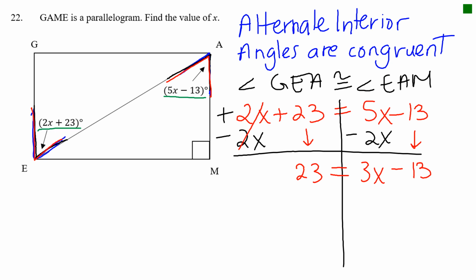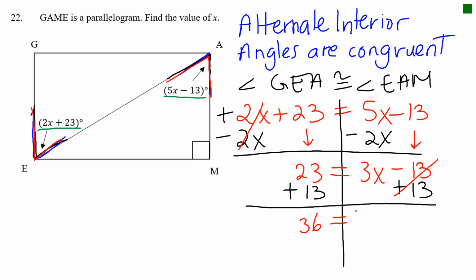Notice what I accomplished in that step was getting all my x's to the right. So now I want to get my constants to the left. So we're going to get rid of the minus 13 by adding 13 to both sides. Okay. On my left, 23 plus 13 is going to give me 36. On the right, minus 13 plus 13 cancels, leaving me with 3x. Variables on one side, constant on the opposite.